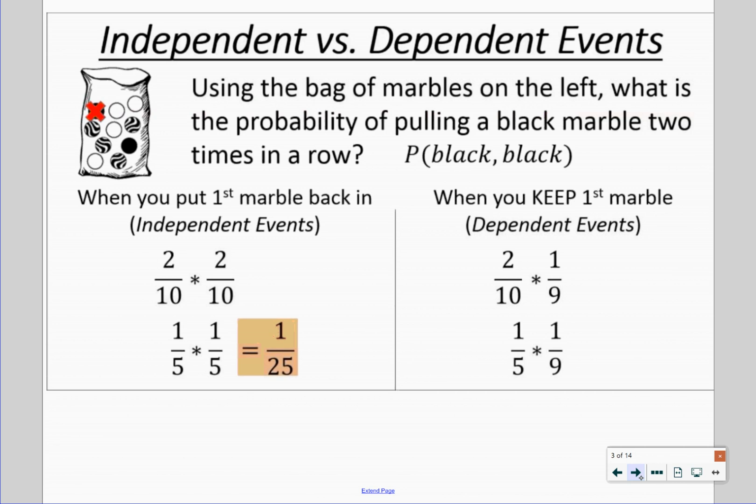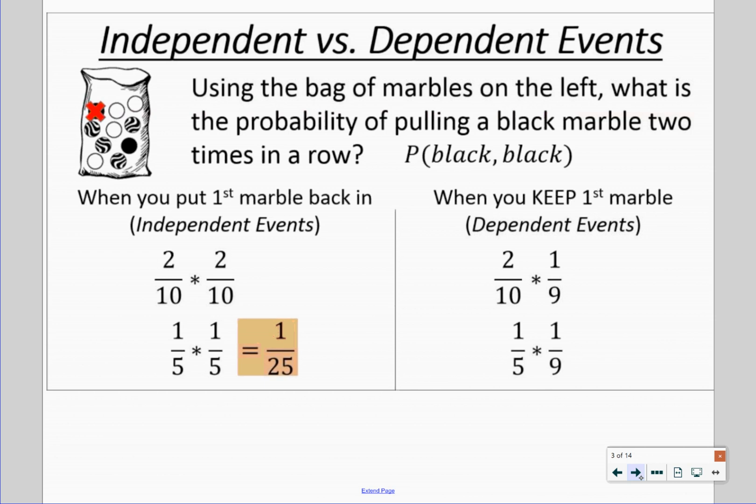If they are dependent events, after I pull that black marble out the first time, I leave it out. So it's still a 2 out of 10 chance for that first black marble to be drawn. But when I leave that marble out, the second probability that I'm going to multiply changes. In this case, both the numerator and the denominator change. There's only 1 black marble left in the bag, and only 9 marbles left total. So I end up doing 2 out of 10, or 1 out of 5, times 1 out of 9, and that would give me a 1 out of 45 chance. So the probability is a lot smaller because of the dependent situation, because I did not replace.